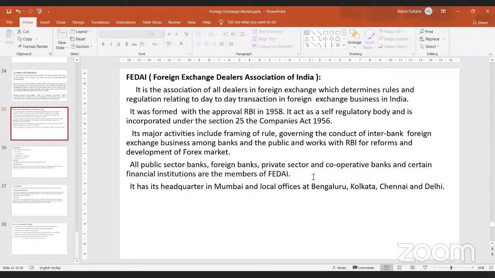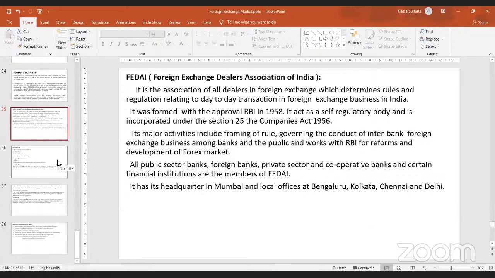Then you have the Association of Foreign Exchange Dealers in India, which was formed with RBI approving it in the year 1958, and this was established as a Section 25 company under the Companies Act, where basically they are the players who are doing the buying and selling of your foreign currency. They have offices in other cities also, but their head office is in Mumbai.